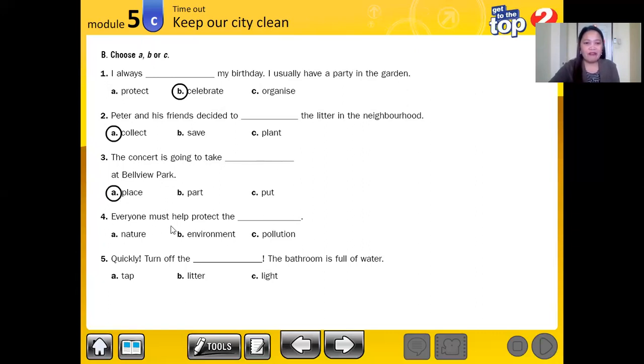Number 4, everyone must help protect the environment. Quickly turn off the light. Tap. The bathroom is full of water. Quickly turn off the tap. The bathroom is full of water. So these are the answers of our activity B. All right. So that's for our vocabulary.